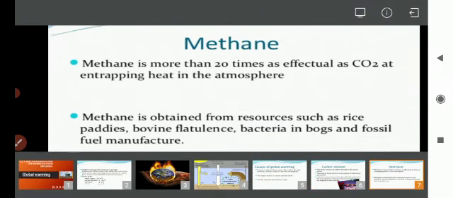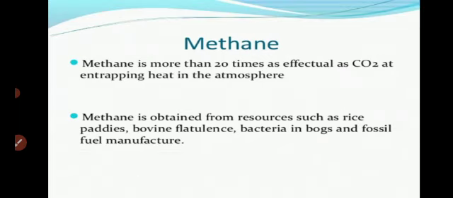So, methane is more than 20 times as effectual as CO2 at entrapping heat in the atmosphere, as we had seen. So methane is obtained from resources such as rice paddies, bovine flatulence, bacteria in bogs, and fossil fuel manufacture.